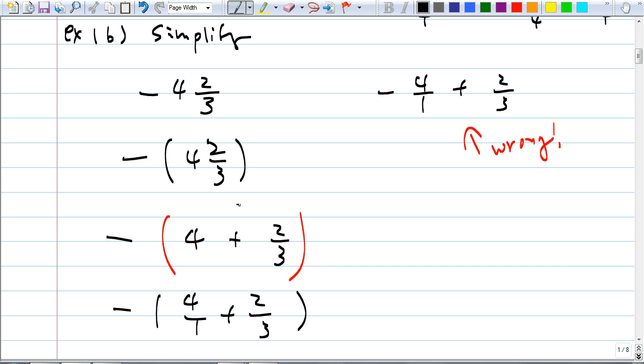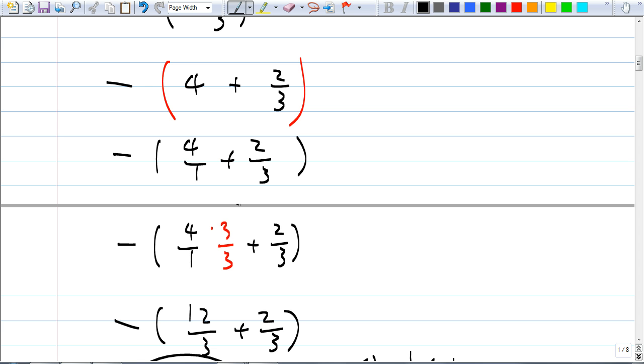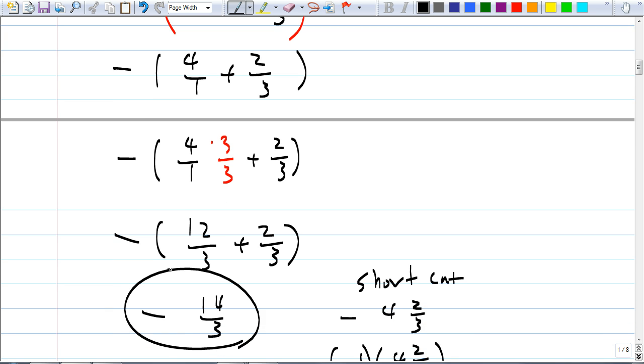Okay. So therefore, of course, if you have this, what's the answer? 4 over 1. What do I need to multiply 4 over 1 by? Judy? 3 over 3. So I get 3 as my denominator. Again, isn't this easy when one of the fractions has a denominator of 1? It's easy to make a common denominator, the least common denominator. So there you go. You get negative 14 over 3.